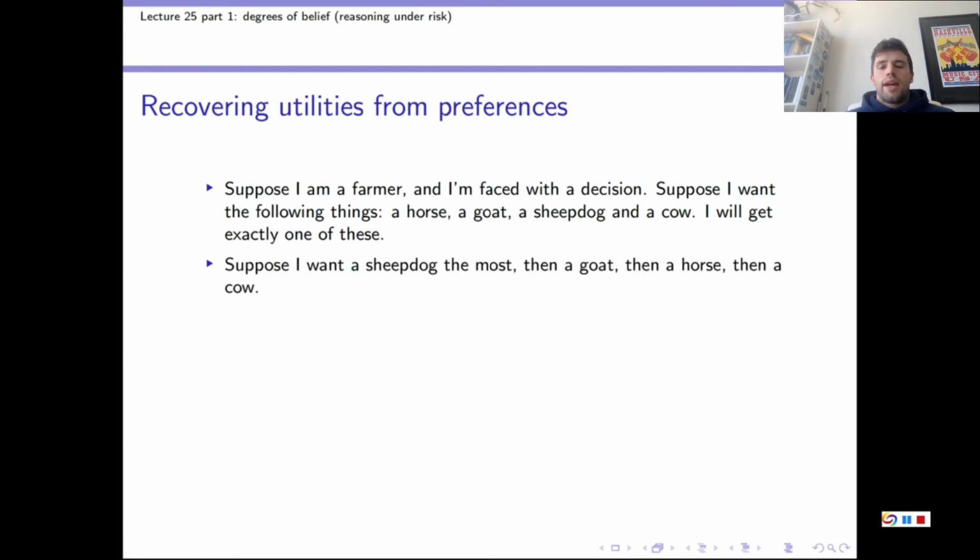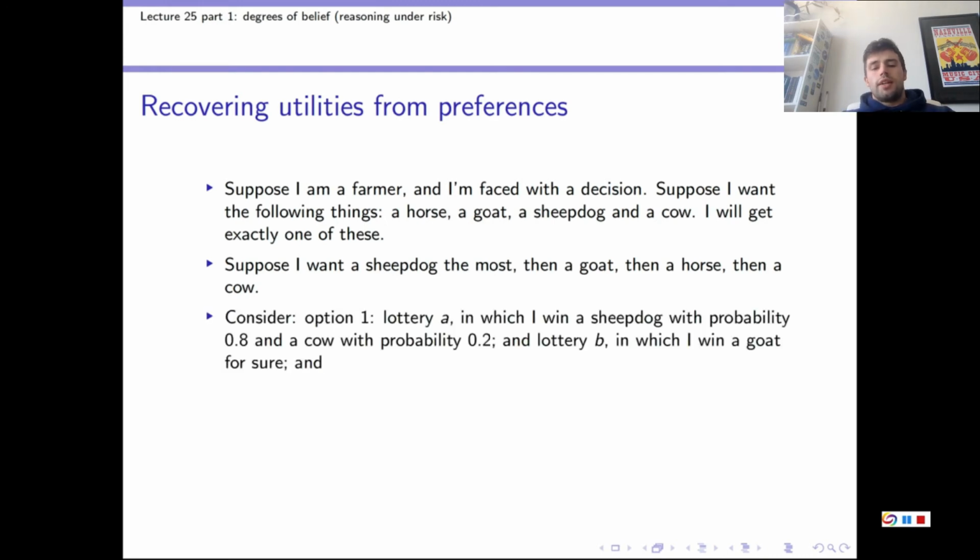Now, let's suppose I rank how much these things mean to me. So the thing I want most is a sheepdog, followed by a goat, followed by a horse, and finally followed by a cow. Now we consider the following two pairs of lotteries. Option 1, in which we have two lotteries, A and B. Lottery A says that I get a sheepdog with probability 0.8 and a cow with probability 0.2. Lottery B says that I get a goat for sure.